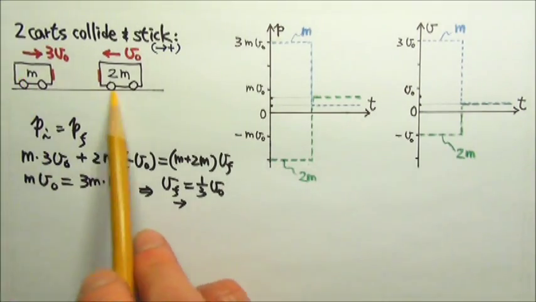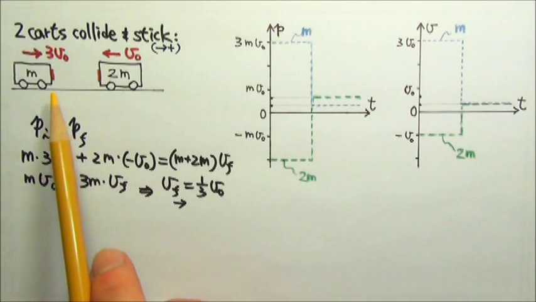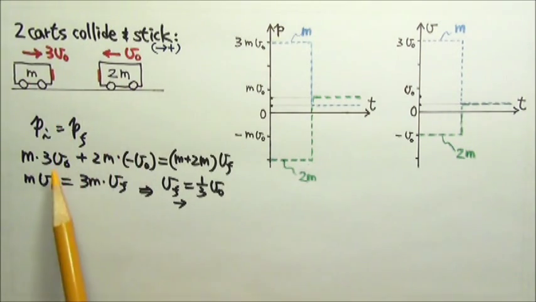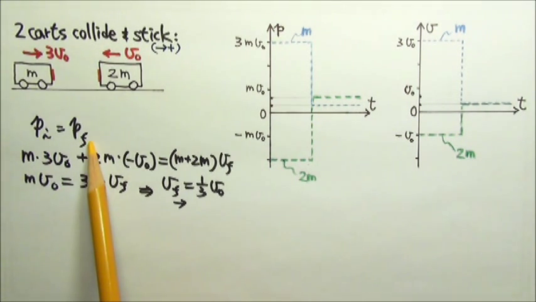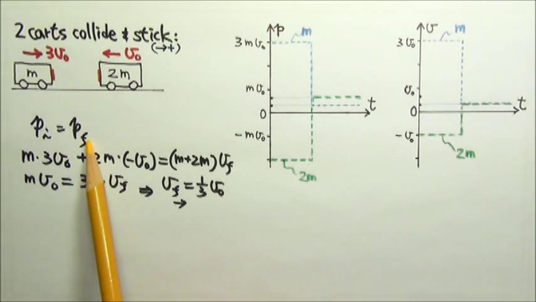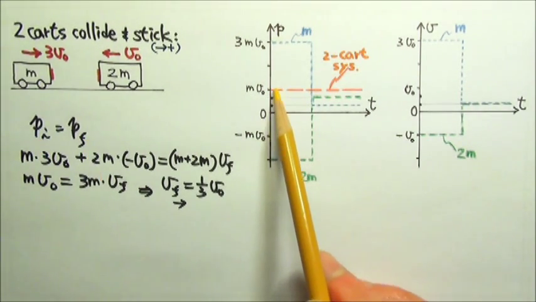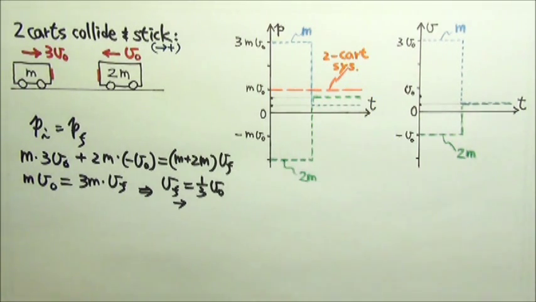Now let's look at the two-card system. The total momentum of the system is the momentum of the two cards added together. So these two added together gives us 1 mv0. And since the system's total momentum is conserved, it is the same 1 mv0 before, during, and after the collision. So this is the graph for the momentum of the two-card system.